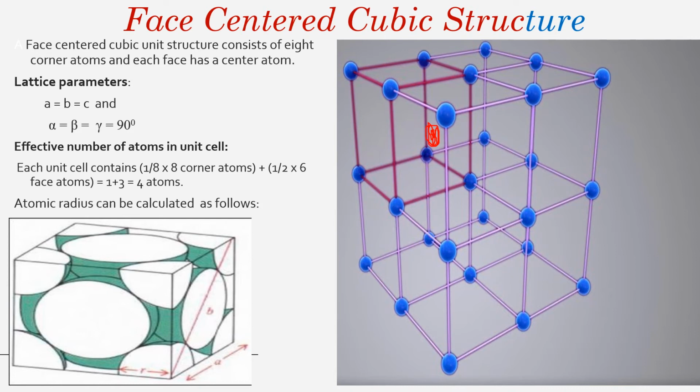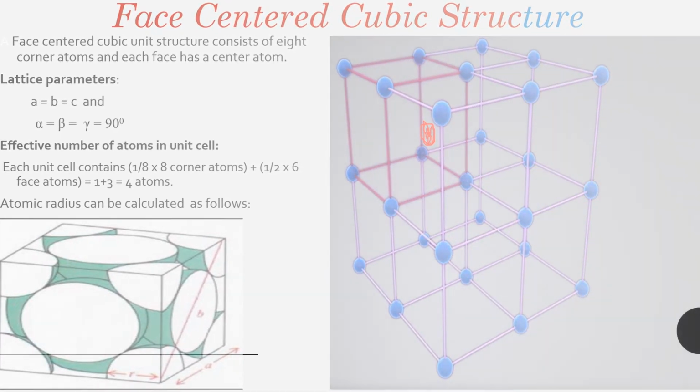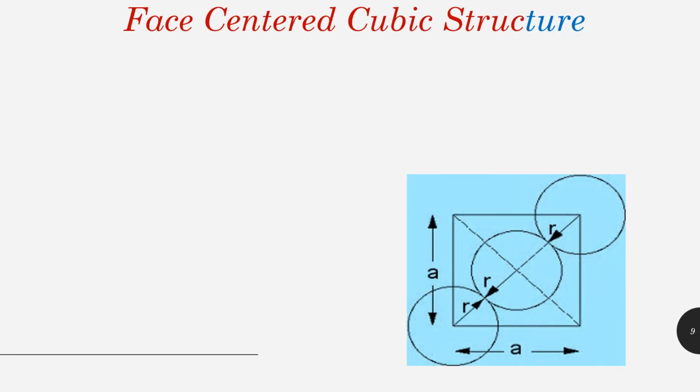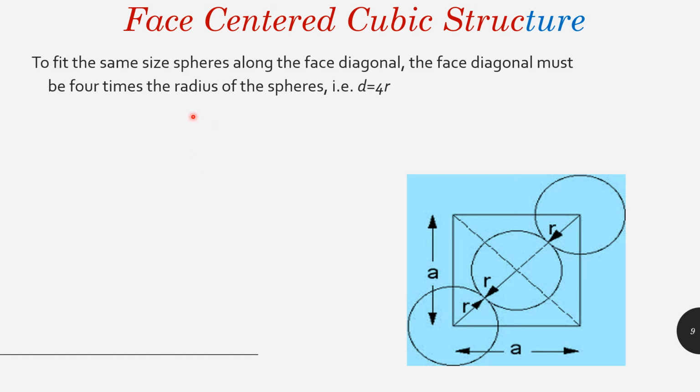Now we will calculate the atomic radius. We will draw a diagonal on one face, because this corner atom is touching this face-centered atom and this face-centered atom is touching this corner atom. So this length is r, this is 2r, and this is r. We will denote this length as d, which is equal to 4R.